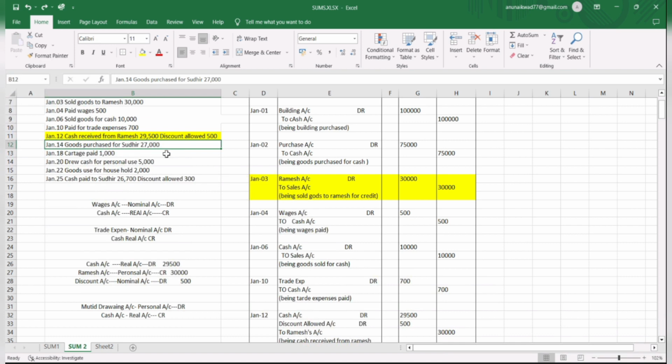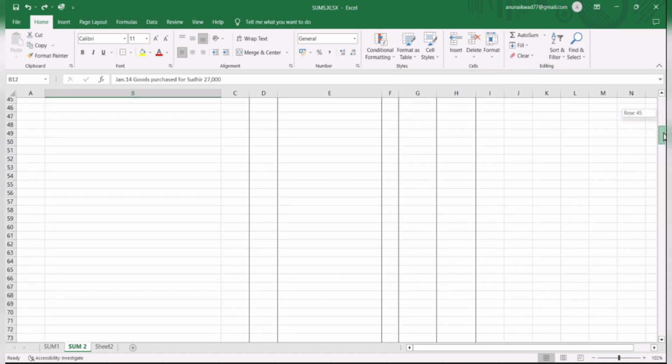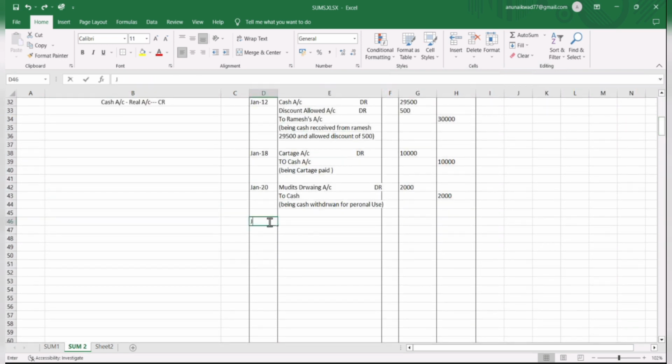Goods purchased from Sudhir 27,000. Here there is no mention of cash, so we can understand that it's a credit transaction. We will again do it on 20th itself. Here we are purchasing goods from Sudhir, so purchase account is debited, since it's an expense, and expenses are debited. Credit to Sudhir's account because he is the giver.